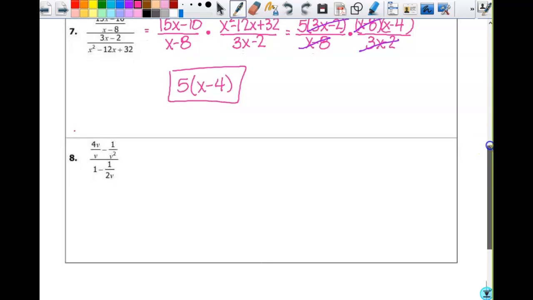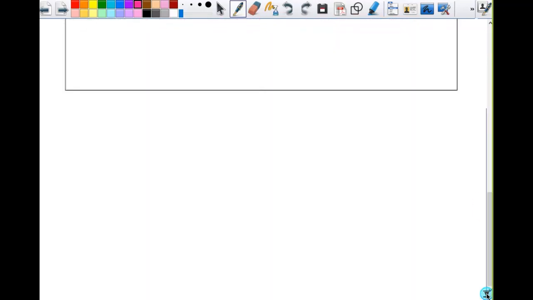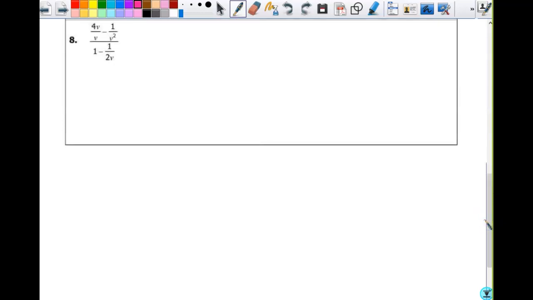Alrighty, let's look at number 8. So on number 8, I have a fraction and a fraction again, but instead of having one fraction over one fraction, I have 2 fractions in the numerator and denominator. So before I start multiplying by the reciprocal and getting it out of a complex fraction, I need to make this into one fraction here and one fraction here. So I have to leave it as a hot mess for a little bit. And I'm going to work with the numerator first. So I need a common denominator for the numerator.